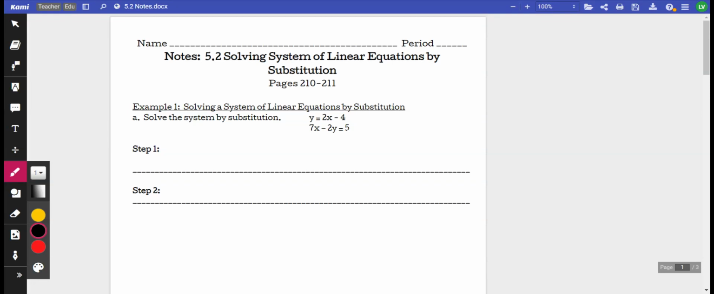Today we're going to be discussing solving systems of linear equations by substitution. Example 1. Solving a system of linear equations by substitution. Letter A. Solve the system by using substitution. So we have two equations.